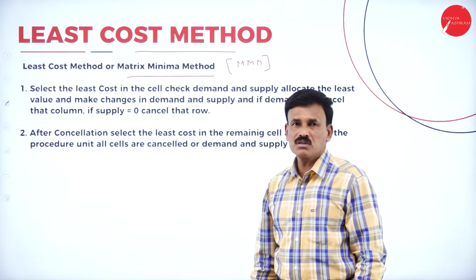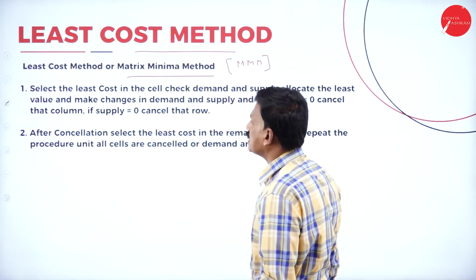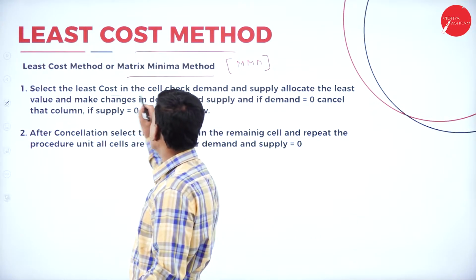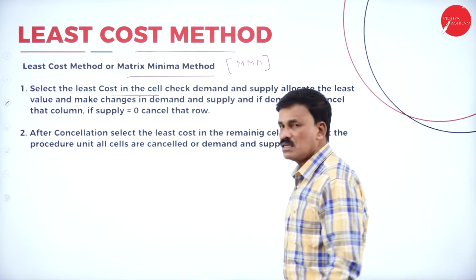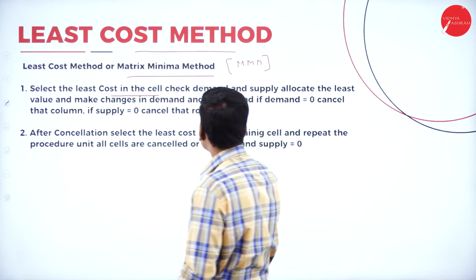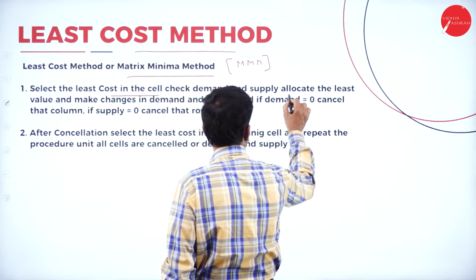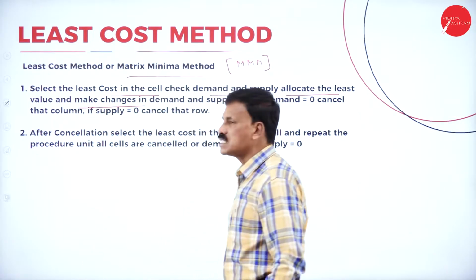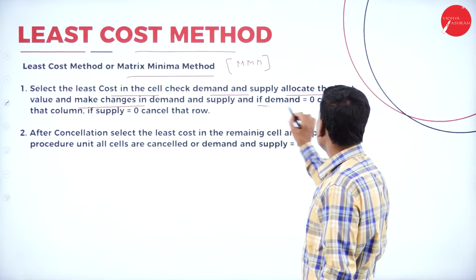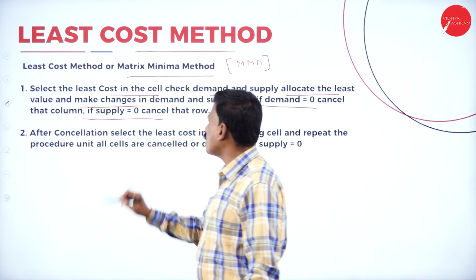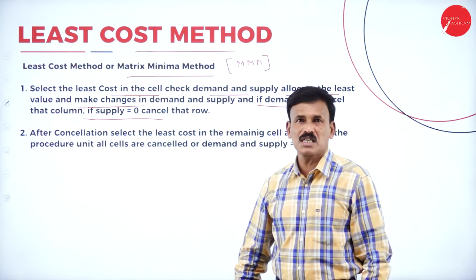Now, how to solve a problem using the least cost method? Very simple steps. Select the least value in the cell. Check the demand and supply, allocate the least value and make the changes in demand and supply, and if the demand is 0, cancel that particular column. If the supply is 0, cancel that particular row.